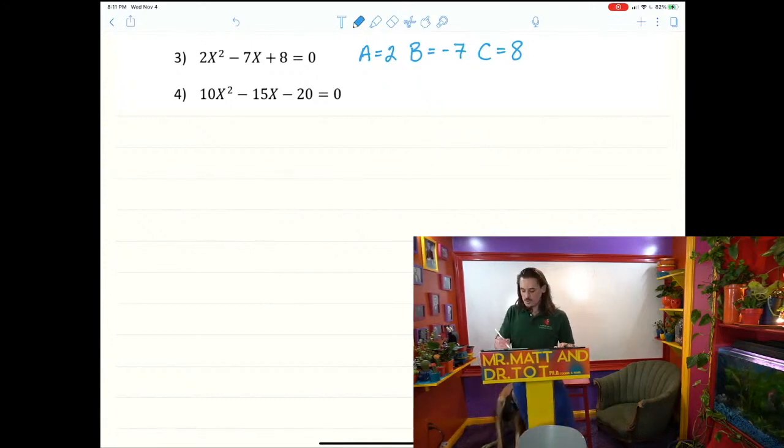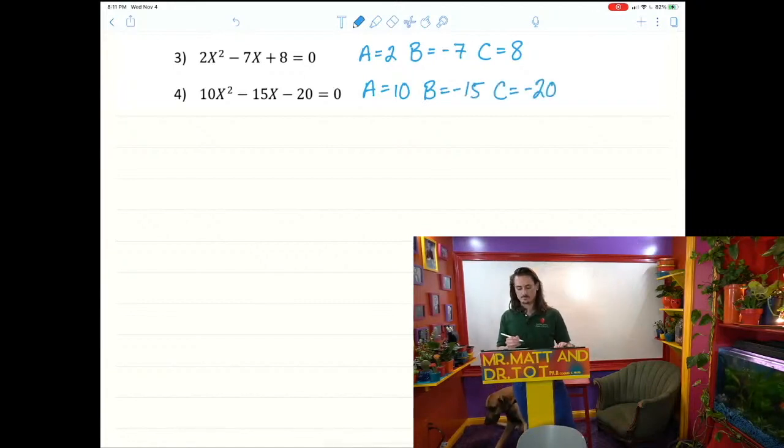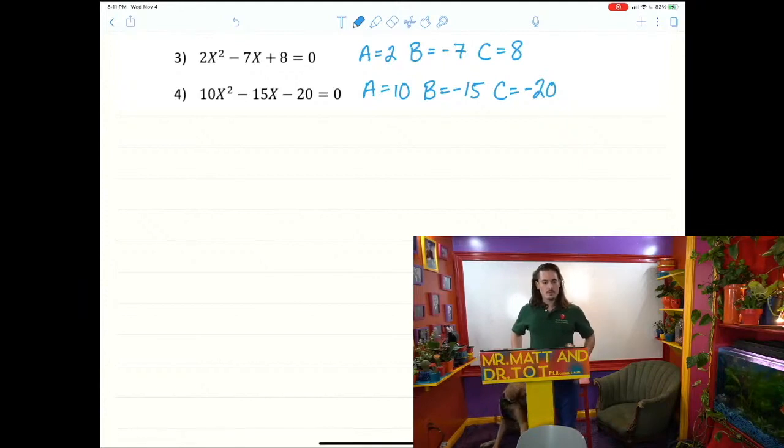For number 4, a would be equal to 10, b would be equal to negative 15, and c would be equal to negative 20. If you have any questions, then please let me know. Make sure that you took the negative with that b value, negative 15, and the negative with the c value, negative 20.